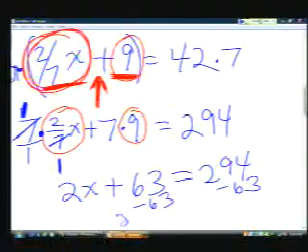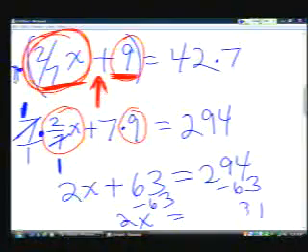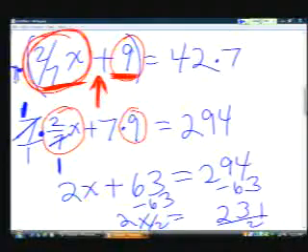After you subtract 63 from both sides, we get 2x is equal to, I believe, 231. So what would be the next thing you'd do, Rachel? Divide 2 by both sides. Yeah, divide both sides by 2. So take both sides, divide by 2, and you'd get about 115.5, okay? 115.5 when you did that.